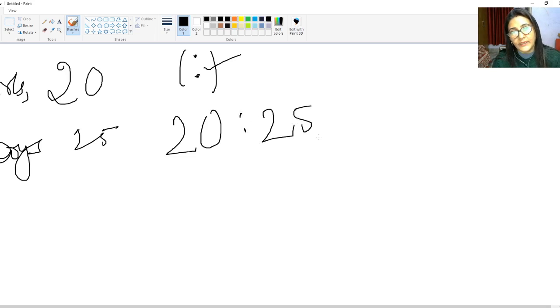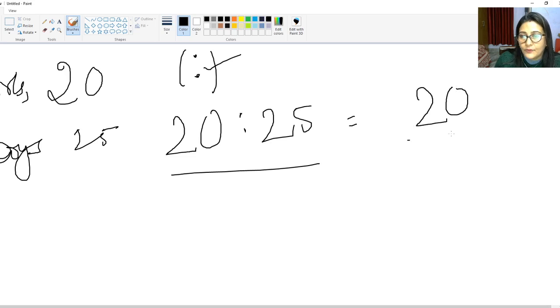One property of ratio, students, is that the comparison should be between the same kind, so the number of boys and girls we can compare. So 20 is to 25. And one more very important thing is that the ratio must always be in simplest form. Simplest form means there should not be any common divisor between the two. So this ratio we can also write as 20 by 25.